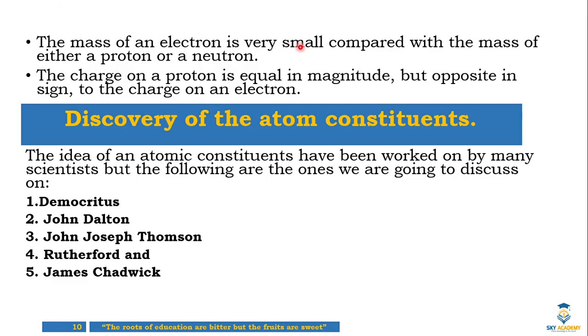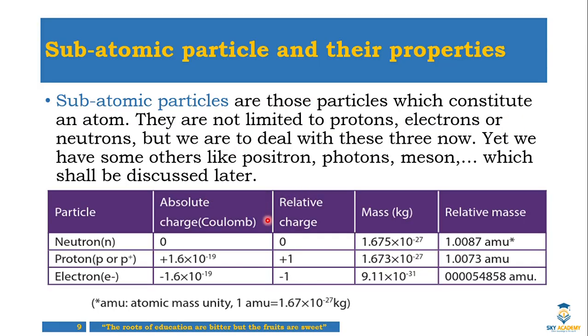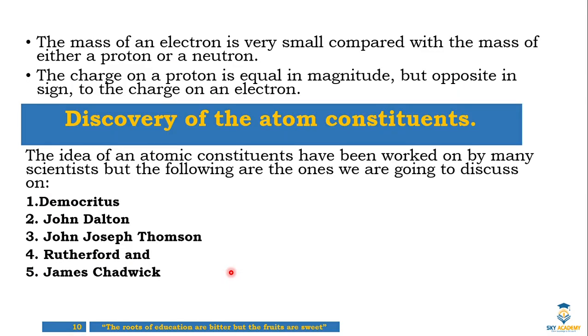Then the mass of an electron is very small compared with either a proton or a neutron. That's what we can take here. The mass of an electron is very small compared with the one of a proton or a neutron. Then the charge on a proton is equal in magnitude but opposite in sign to the charge of an electron. We have seen the charge of a proton and the charge of an electron. They are equal in magnitude. Only the charges are different. One is positive, another is negative.